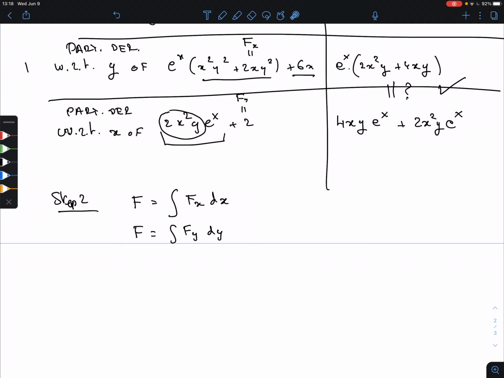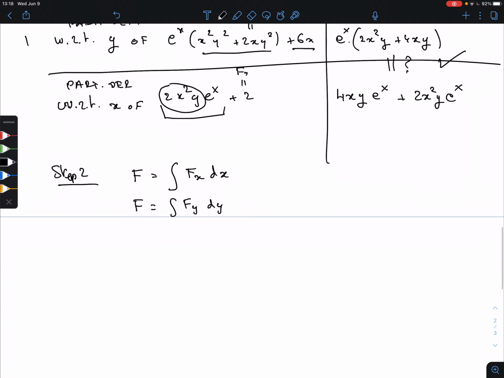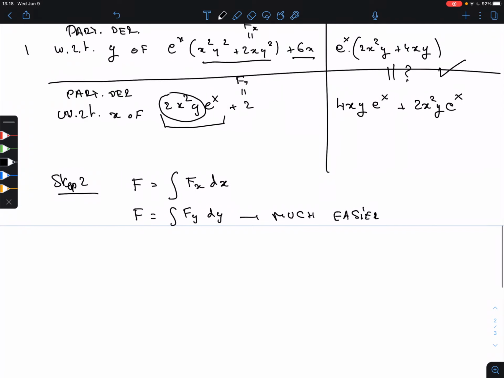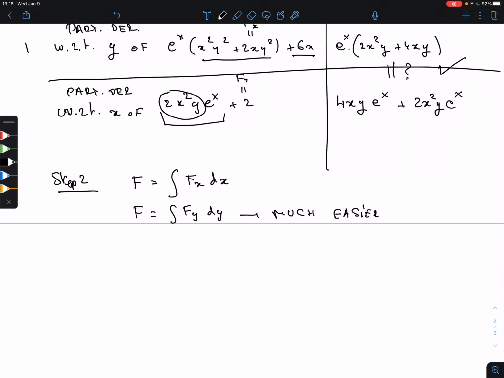So although you have the choice, and sometimes it doesn't matter, and we prefer to take fx if it doesn't matter, sometimes it does really make a difference. And so that's what I want to point out here. So much easier. The other one is possible, but it is partial fractions, and a lot of you are going to regret taking that one. So I'm going to do the second one.